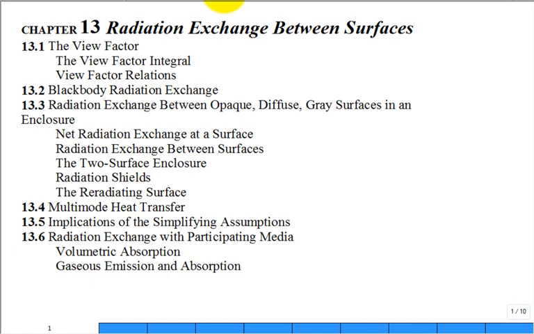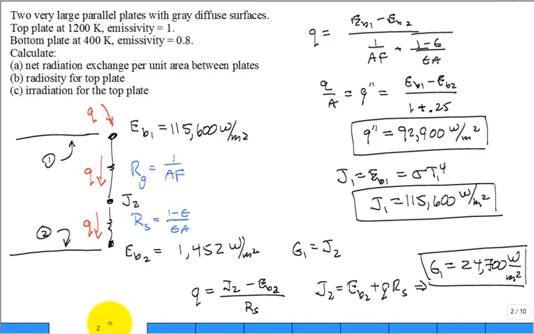All right, so last time we were basically introduced to radiation shields. I'll solve a problem with shields and then talk about reradiating surfaces. So this is where we were last time. We had this problem. We had two very large parallel plates that were gray and diffuse surfaces.